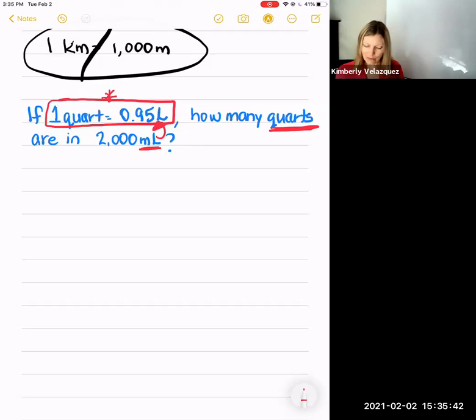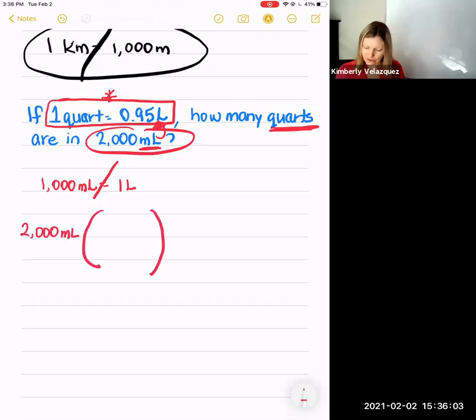And how am I going to do that? I'm going to do that because I know there are 1,000 milliliters in 1 liter. So I can turn this into a fraction and I can use that to convert from milliliters to liters first. So I'm going to start with what I'm given, 2,000 milliliters. And to convert to liters, I'm going to use this as my fraction. What do I want to put on the bottom? I want to put on the bottom whatever I'm trying to cancel out. In this case, I'm trying to cancel out milliliters. So my milliliters have to go on the bottom, which means my liters have to go on the top.